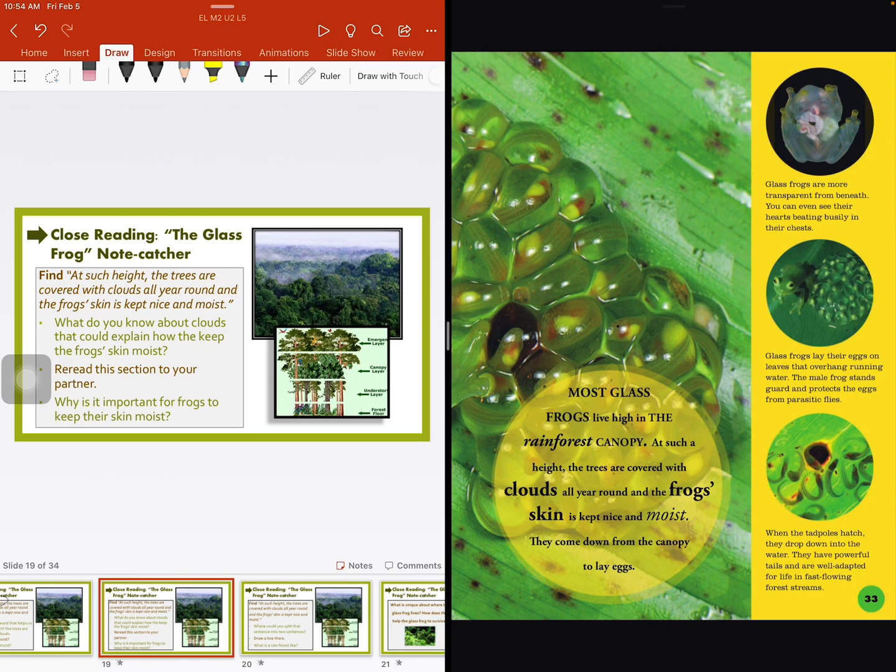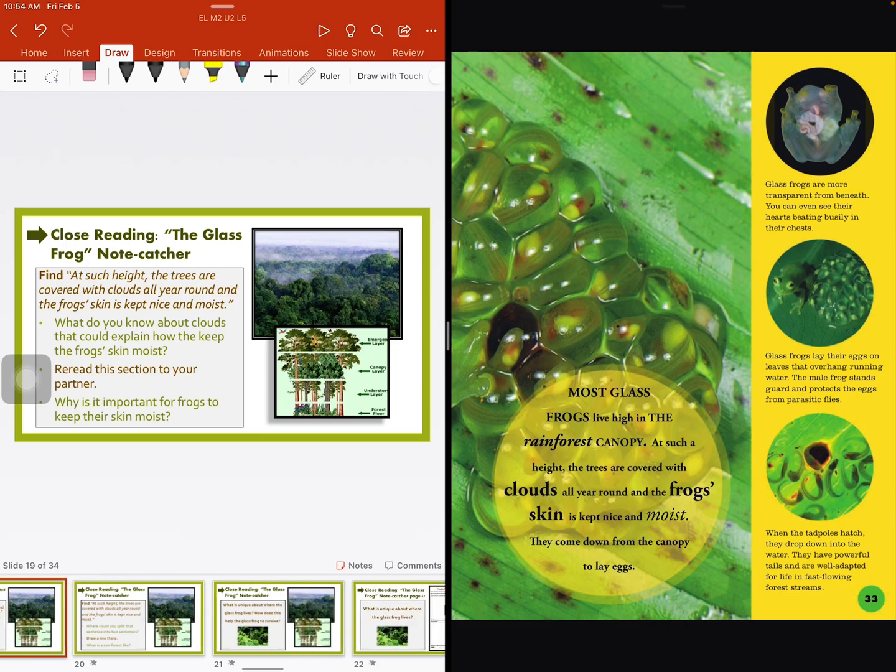All right. What do you know about clouds that could explain how they keep the frog's skin moist? Right, the clouds, they're full of condensation and water, right? If you've ever gone into an airplane, when the airplane is in the clouds, you might see some condensation on the windows. Okay, so go ahead and read that to your partner, and I want you to think, why is it important for frogs to keep their skin moist?